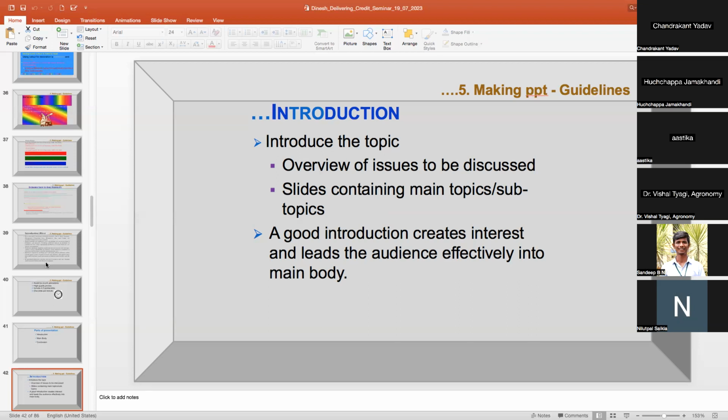A good introduction creates interest and idea and leads the audience effectively into the main body. If your introduction part is smooth and grabs the attention of the audience, then you can easily take them to the main part, to the next part.